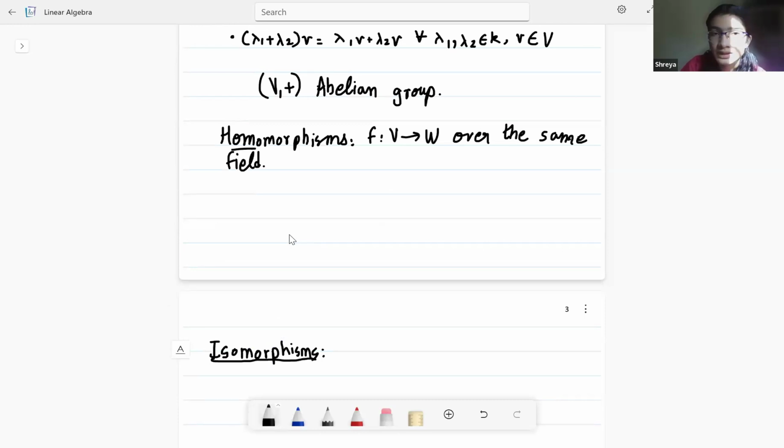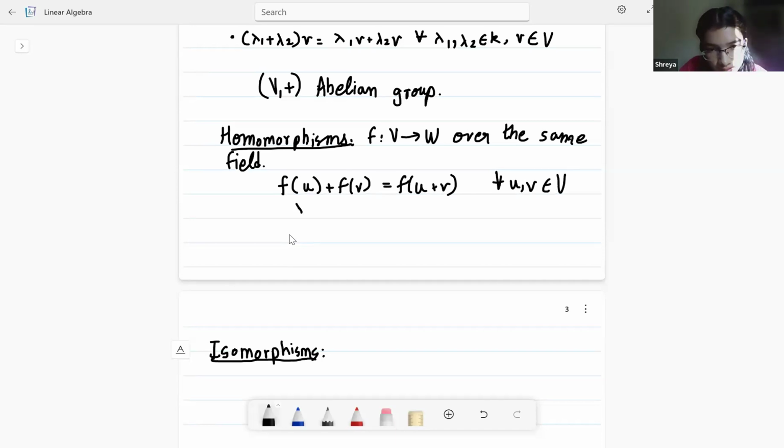it's a homomorphism if it respects all of the properties. So f of u plus f of v should be equal to f of u plus v, where u and v are elements in the space. And it should also satisfy lambda times f of v is equal to f of lambda v.